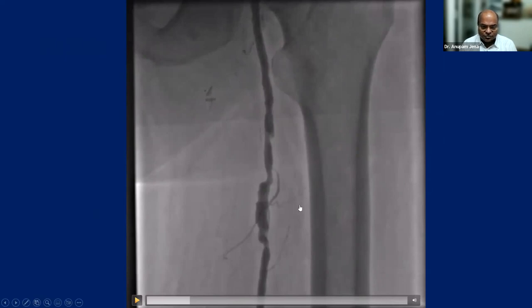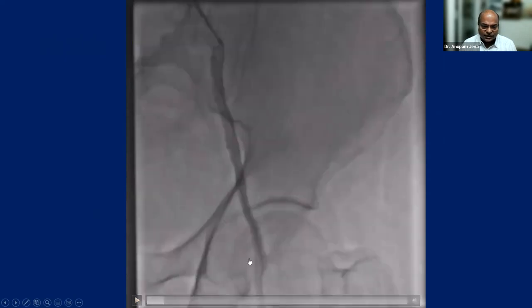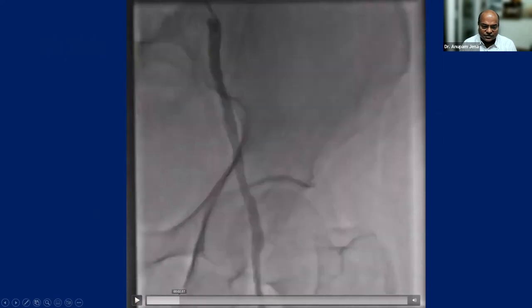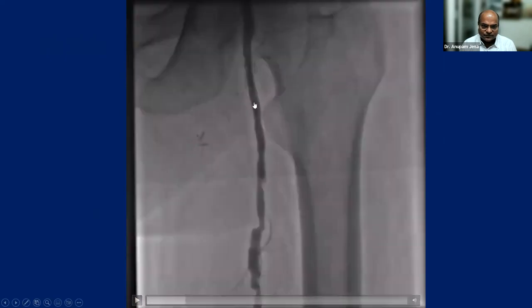So if I need to stent this, an antegrade approach is not going to help. In an antegrade approach, suppose the puncture site is here, the sheath will extend for some distance. Even if the puncture is here, the sheath will be here. So there is no space to deploy the stent. First of all, I want to improve the inflow part.